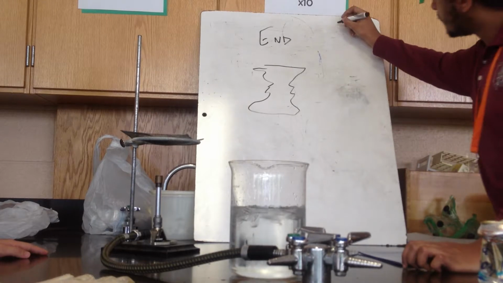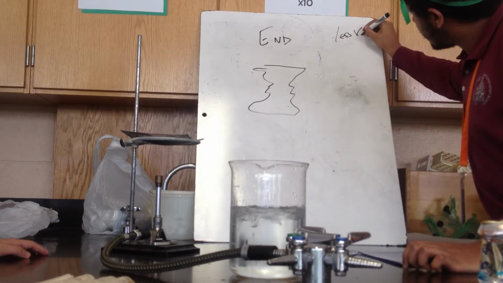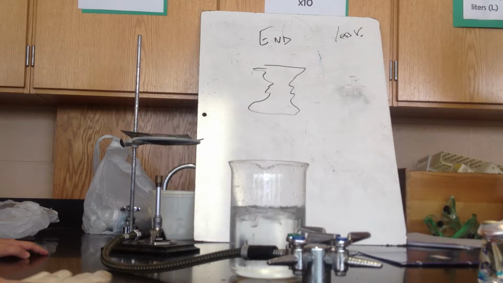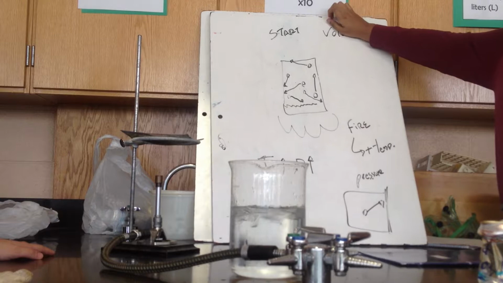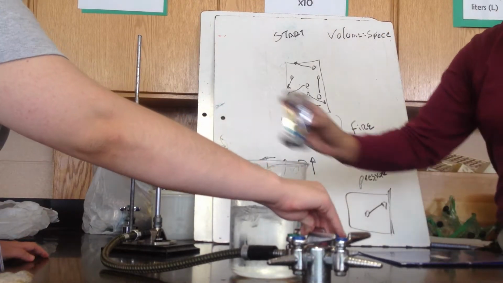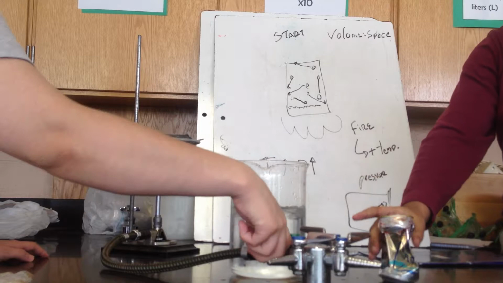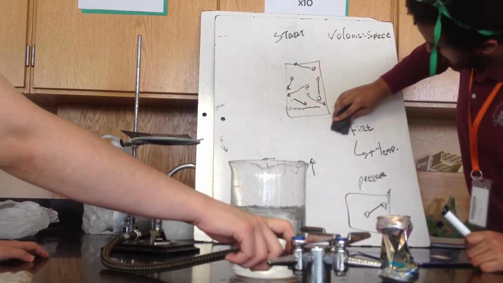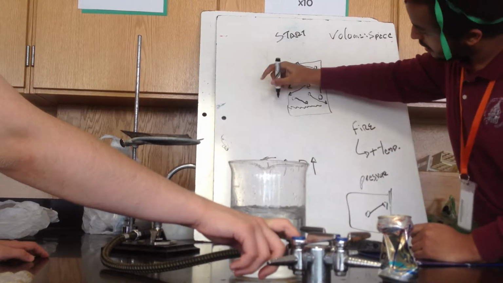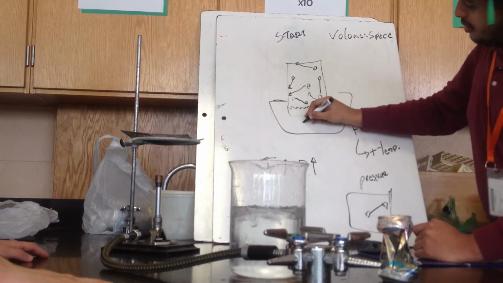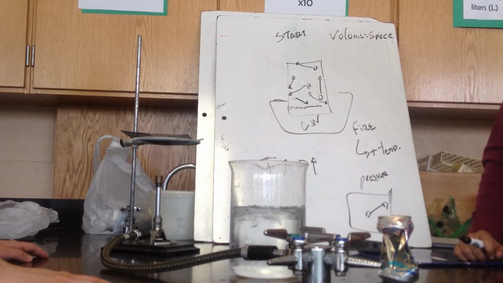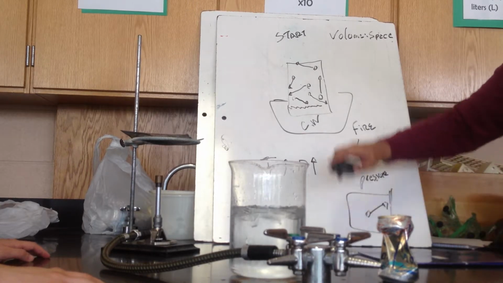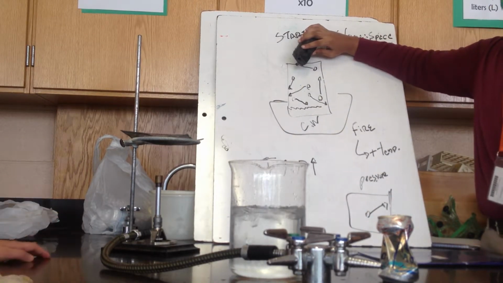So we have less volume. V stands for volume. So what happened here is that when we put this from fire to cold water, how do the particles move when there's less temperature? Slower. So there should be smaller arrows, right?